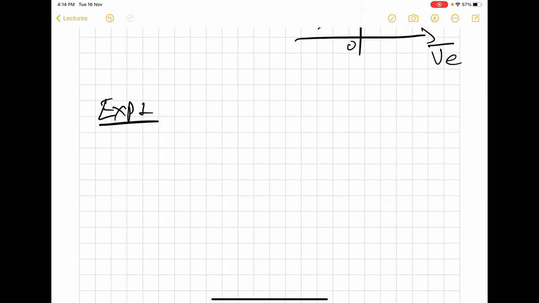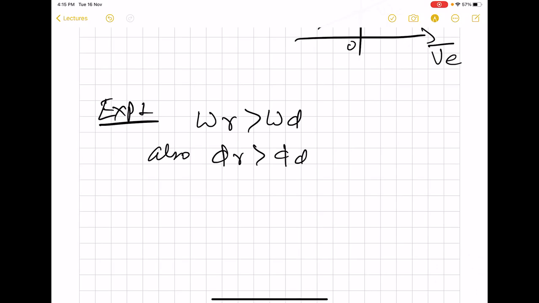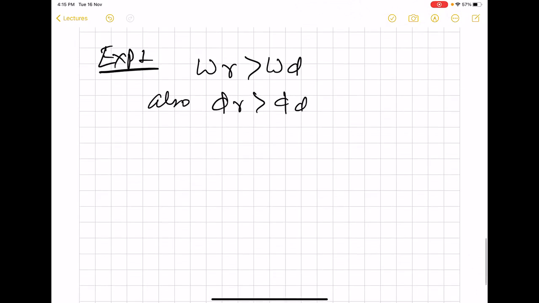So we take examples. Suppose we have two signals, and in this case, let us say that omega r is greater than omega d, right? And we can also assume that phase is also greater than phase d. So this will be a simple scenario, but the second condition might be different also. But the first condition is the main condition. That means there is a frequency difference between these two.